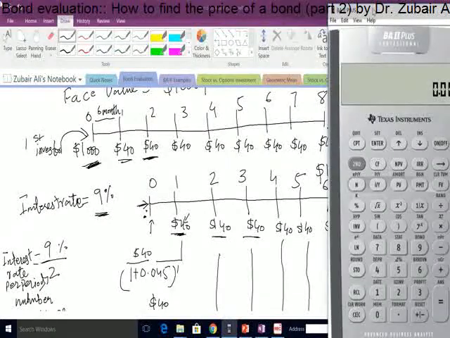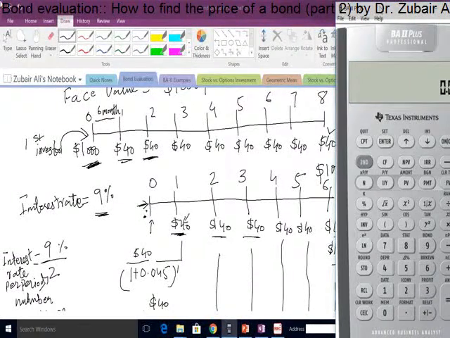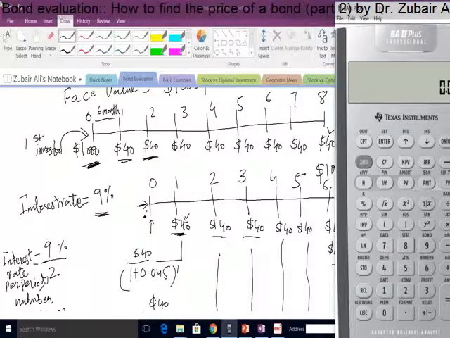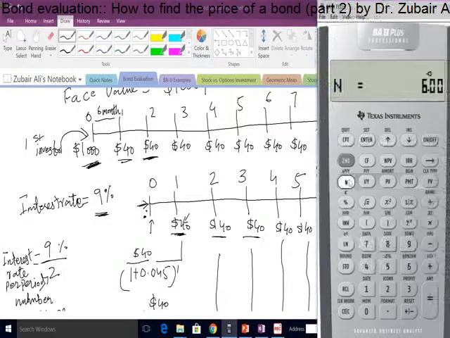But this bond will be paying the interest on a semi-annual basis, like after each 6 months. So how many periods of interest are there? 6 periods of interest, right? There are 6 months in 3 years, so N is your 6 over here. Now over here, we do not need to put the annualized interest rate.